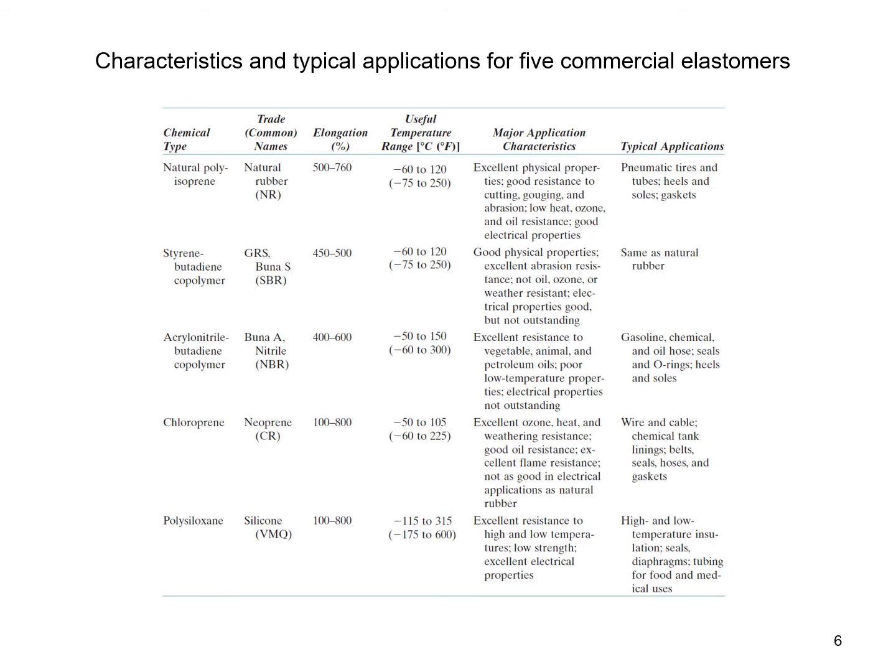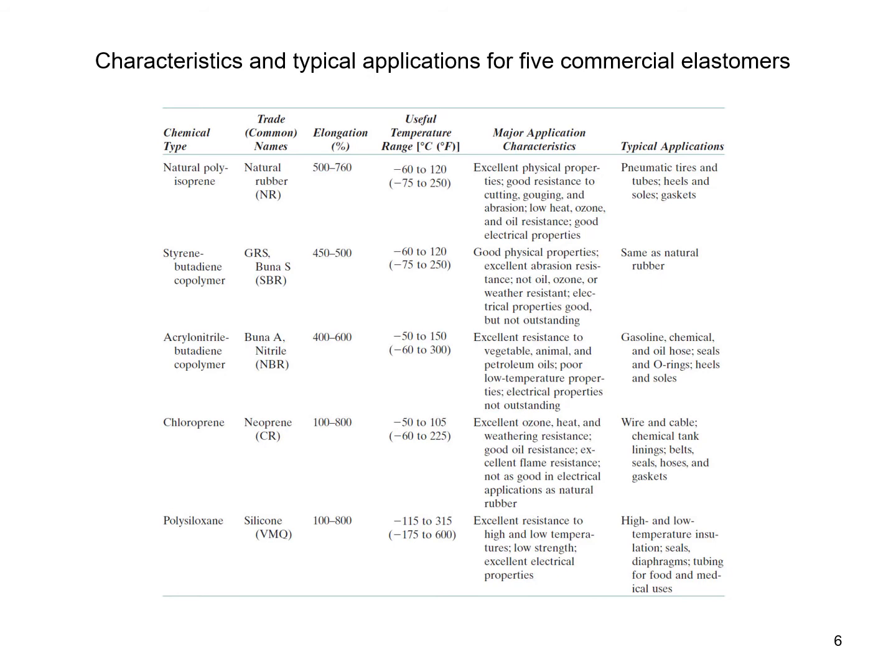For the styrene butadiene copolymers, known as GRS, with elongation between 450 to 500%, they have a useful temperature range from -60 to 120. Some of the major characteristics are good physical properties and excellent abrasion resistance, but not oil, ozone, or water resistant. Electrical properties are good but not outstanding. And the typical application is similar to natural rubber.